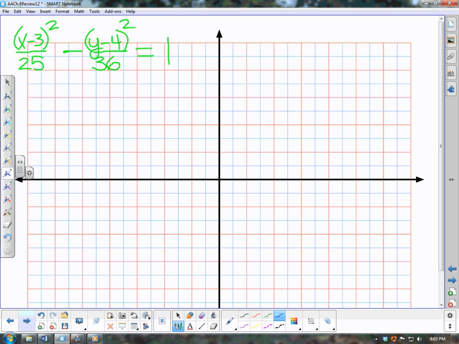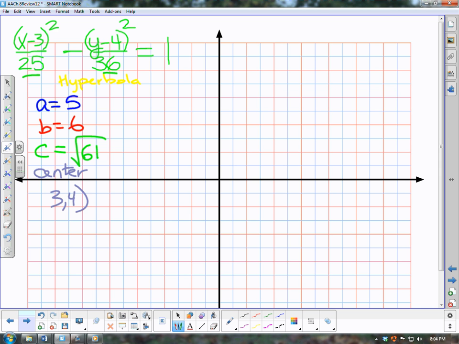All right, moving on to the next one. Well, would you look at that? We have another hyperbola. a is 5, b is 6, c is the square root of 61, because you add those two together. And our center is at 3, 4.